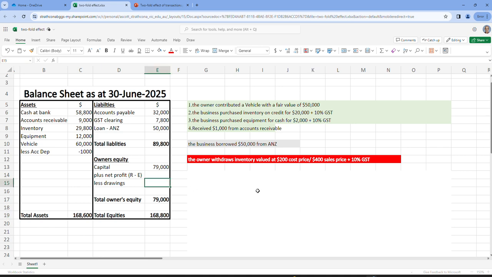Drawings is actually one of the few negative figures you'll find in the balance sheet. So this transaction is reducing the residual claims of the owner on the assets. So we're going to report that as a negative figure.